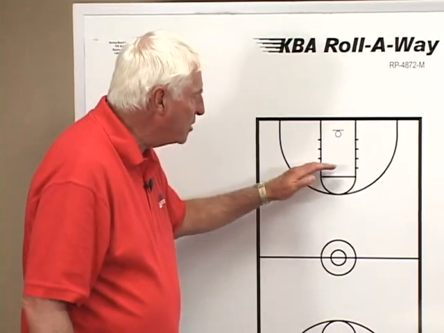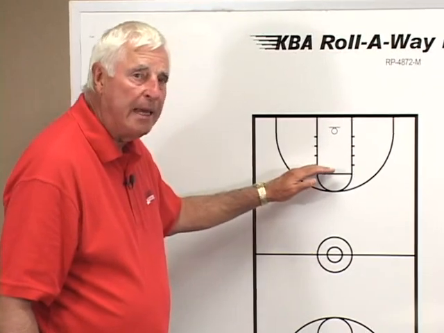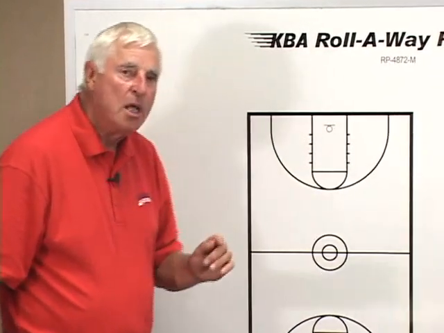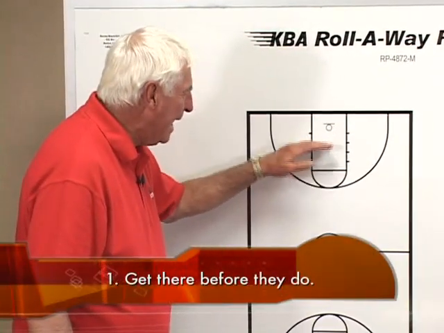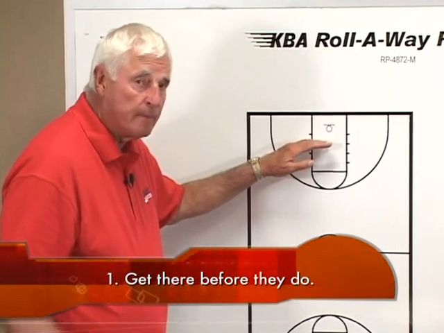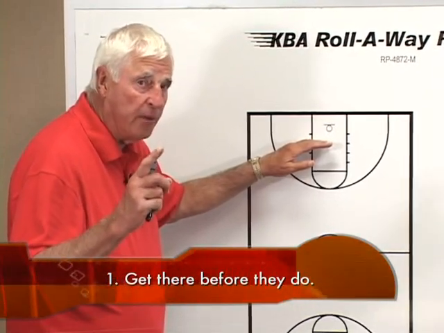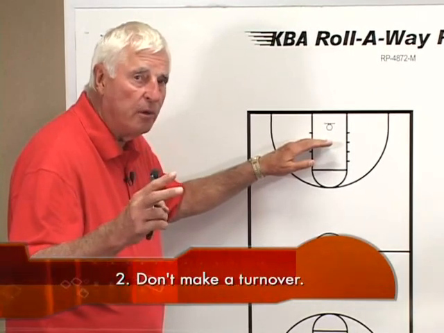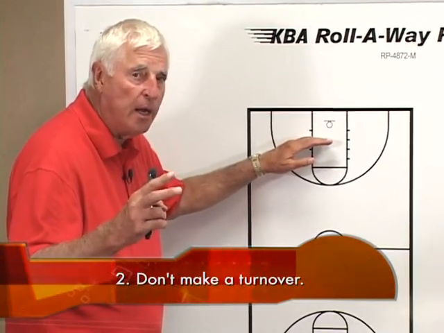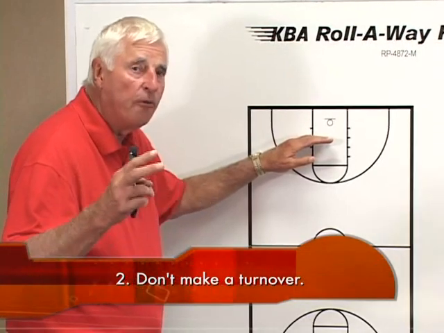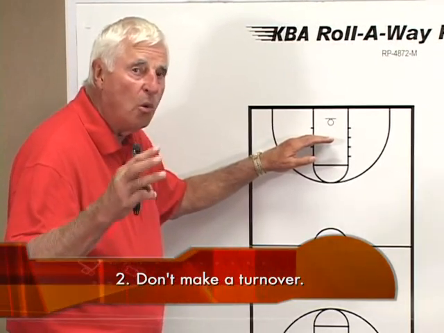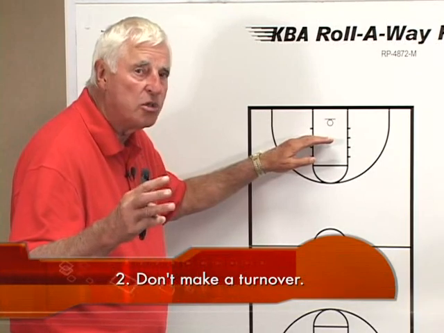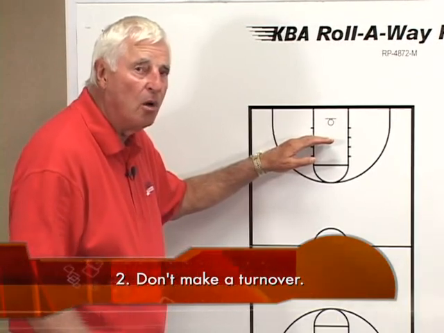Just as when we convert to offense, our whole idea starts with 3 points. Number 1, get there before they do. They beat us down the floor. Number 2, don't make a turnover. Let's get a chance to score, either from the free throw line or from the floor. But let's work till we get a good opportunity to score without turning the ball over.